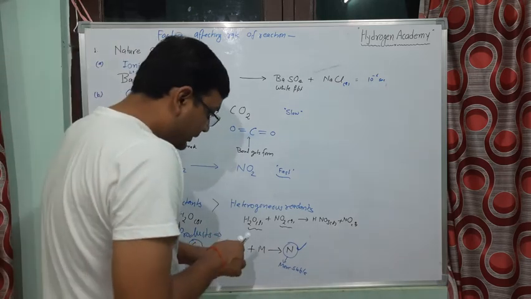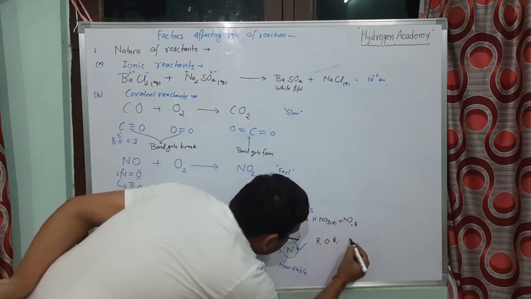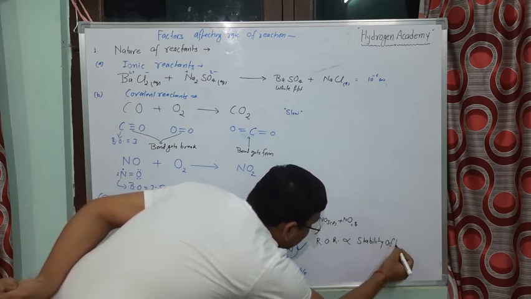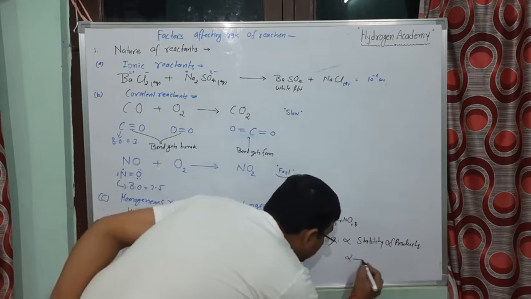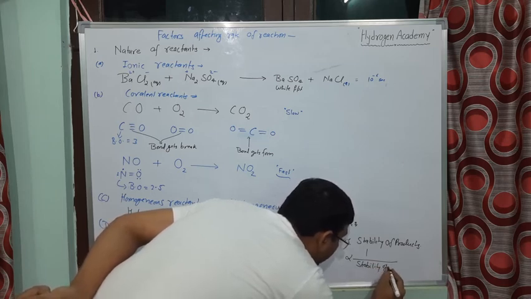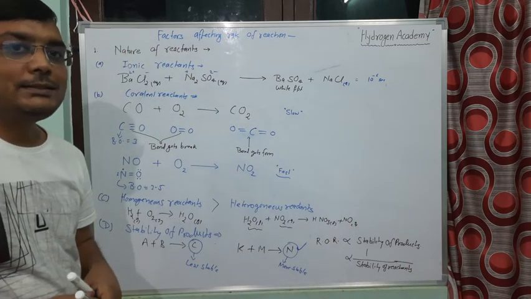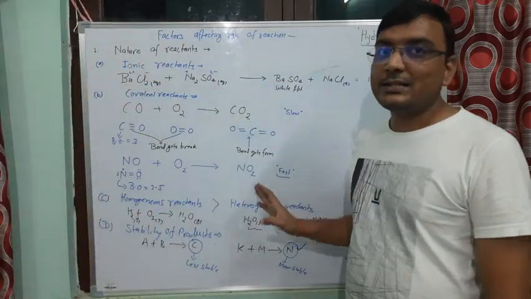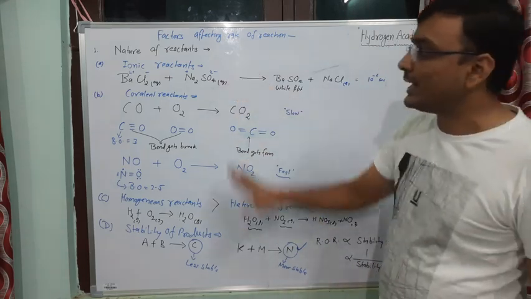So we can conclude that the rate of reaction is directly proportional to stability of products and inversely proportional to stability of reactants. If more stable products are formed, then the rate of reaction will be more. So this is all about the nature of reactants.